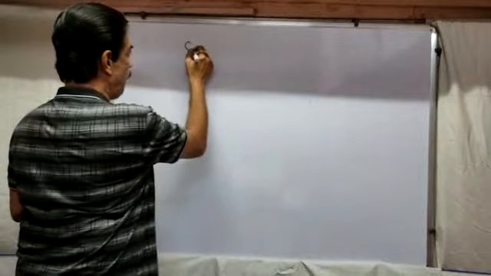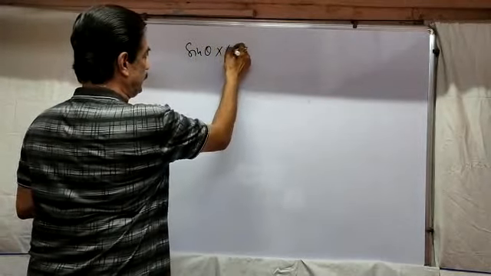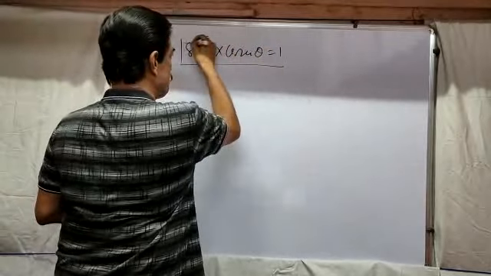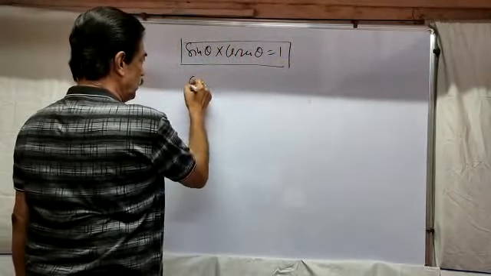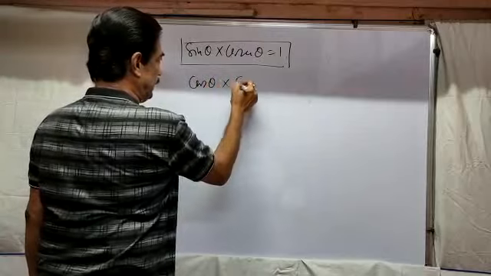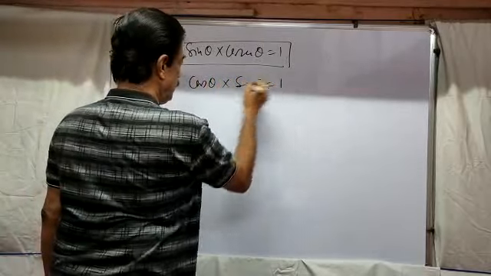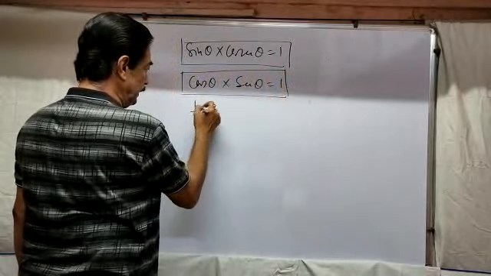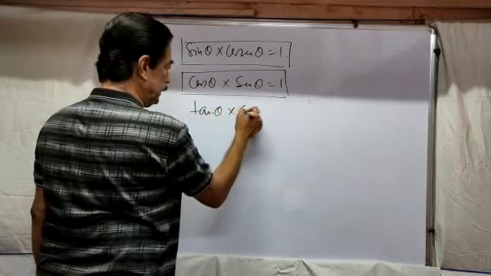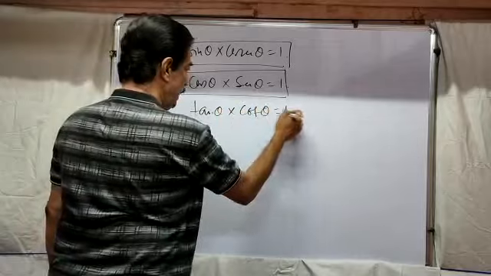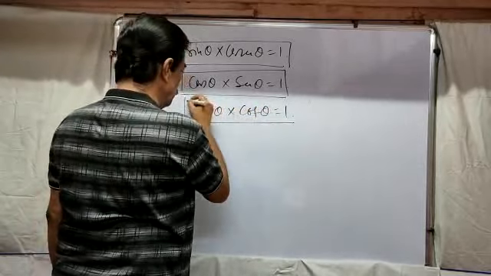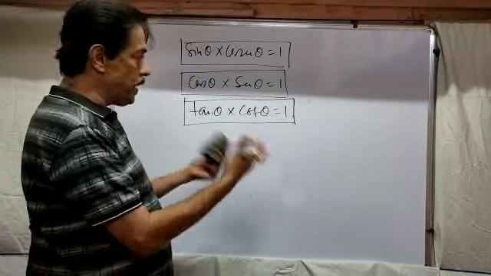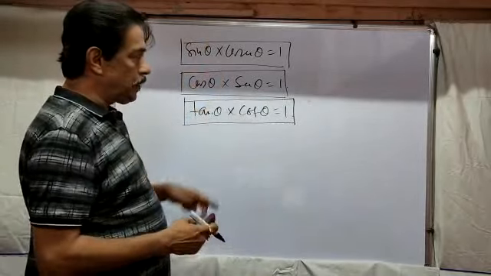Remember, sine theta into cosec theta equal to 1, first case. Second, cos theta into sec theta equal to 1 in our second case. And the third case, tan theta into cot theta equal to 1. These elimination formulas are used when we have to eliminate sine, cos, tan, cot in terms of numbers. These are the elimination formulas.